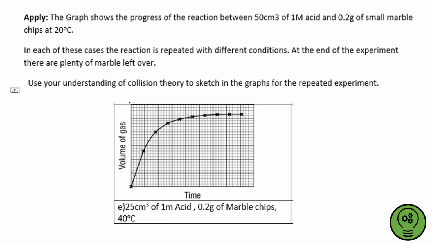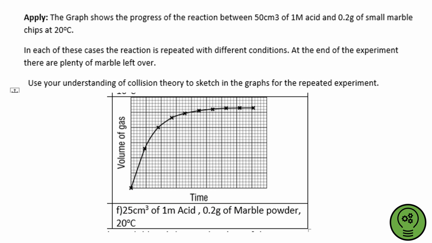Okay, this one here. So I've only got 25 again this time, so I've only got half the amount of that reactant. Still same concentration, still got the same amount of marble chips, but that's not going to make any difference because I've only got half the amount of acid, and it's at 40 degrees. Oh, they've changed two things. Okay, so I can only make half the amount because I only have half the reactants, but it's going to be faster because it's at 40 degrees. So it's going to be faster, go over very quickly, but I'm only going to make half the amount. Something like that? Looks about right, doesn't it?